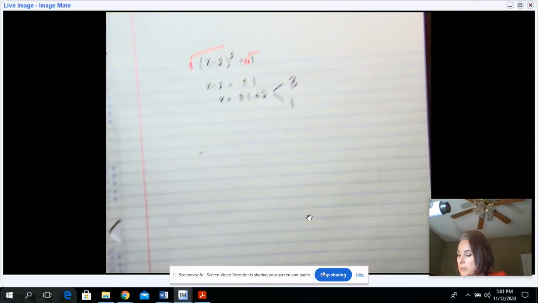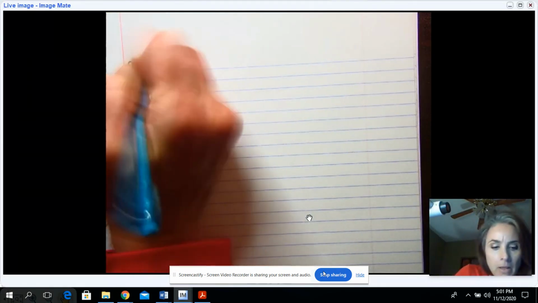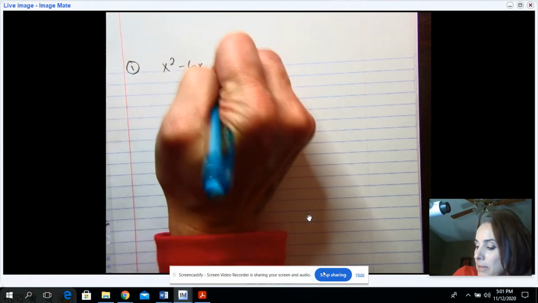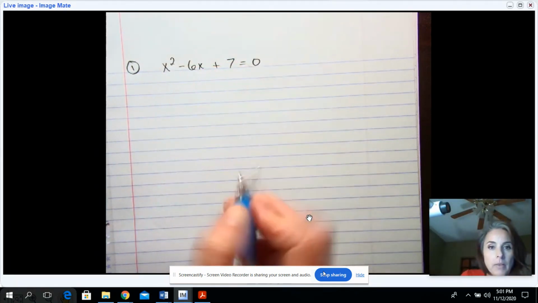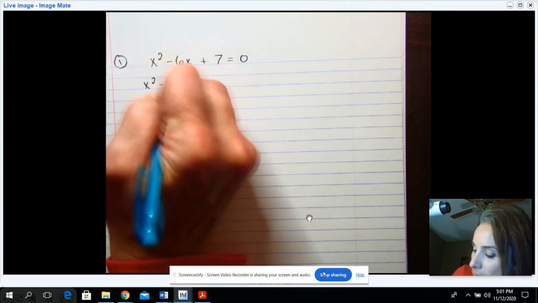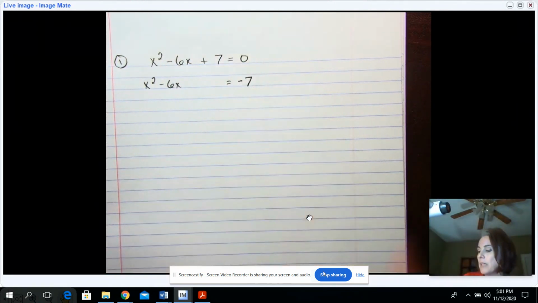All right. So the next part, let's do a couple of examples, and then you can finish the practice. So here's example number 1. If you have x squared minus 6x plus 7. Again, you're going to separate out your x's. x squared minus 6x. Put your 7 on the other side. So when you take it over, it'll be a negative 7.